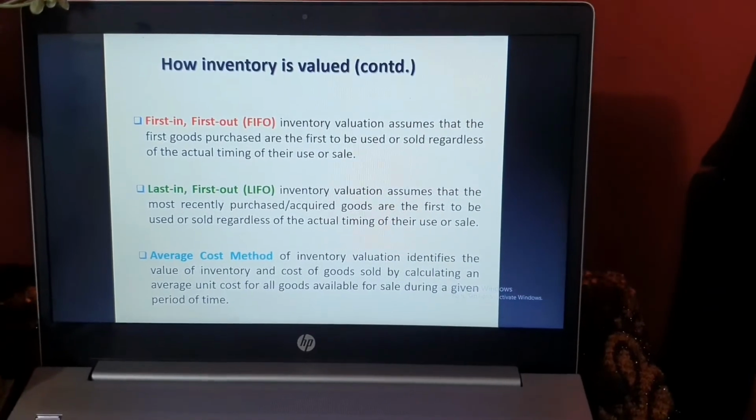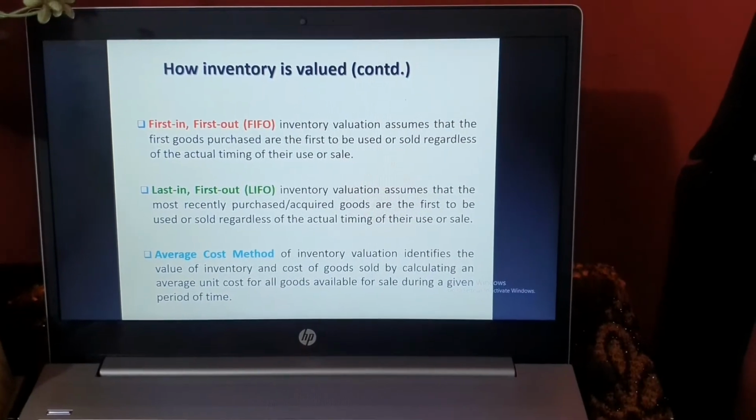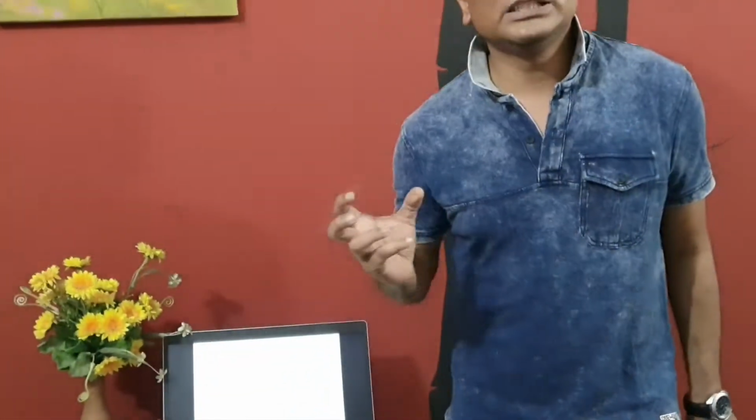If you look at the first one, it says first in, first out. Inventory valuation assumes that the first goods purchased are the first to be used or sold, regardless of the actual timing of their use or sale. That means the inventory you purchased first, you show as being sold at the first purchase price, regardless of the actual time of use or sale. Again, it is not going to show you the profit you are getting out of this. It is only valuing the inventory you have. So you just need to show the first purchase price as the first sale in your organization. This is what you call first in, first out.